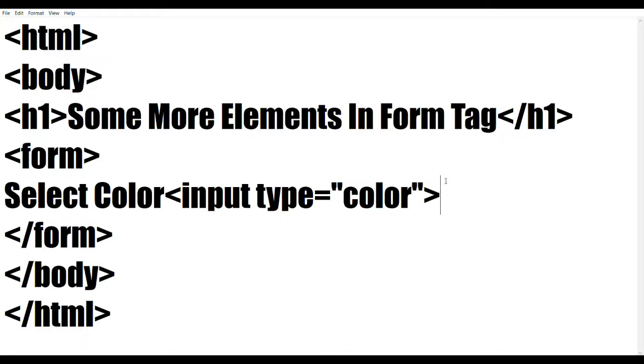First, let's see the output of the color element, then we learn the number element. So, save it. Chapter 9. Choose all files, then save it. Okay, so let's see the output.